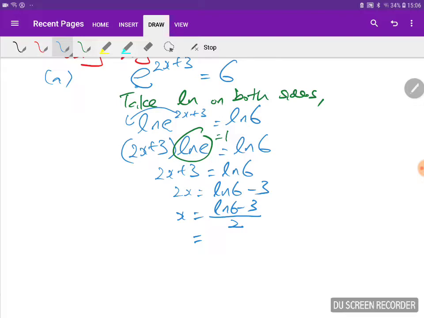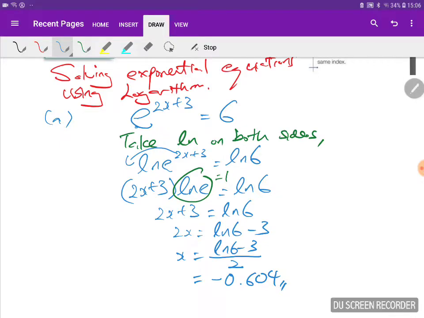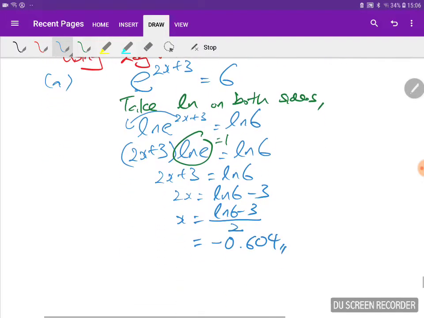This one you can press on the calculator. Ln 6 minus 3, divided by 2. So the answer is negative 0.604. So this one is to help you solve using the laws of logarithm. You take ln on both sides. Now let's look at part B.